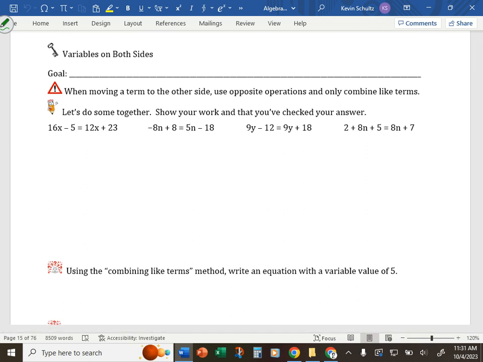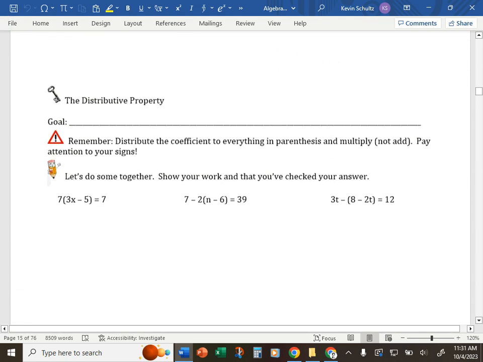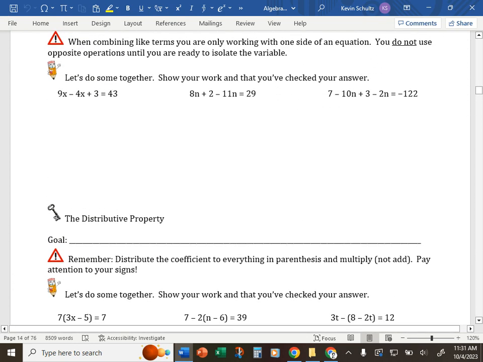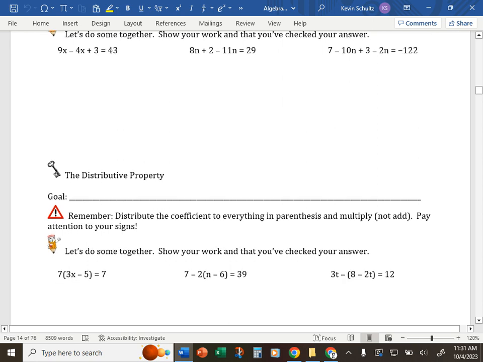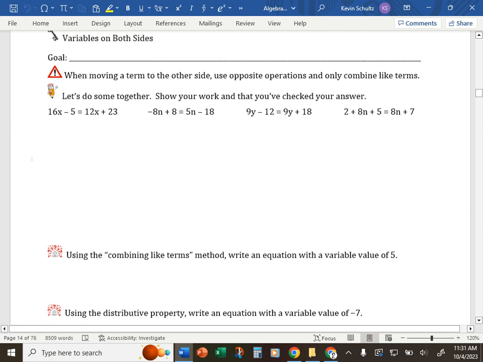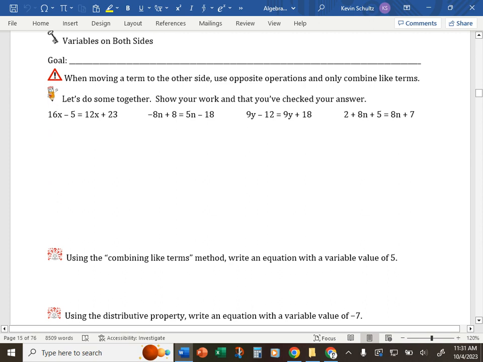Because in order to solve for a variable, it doesn't do us any good to have two variable terms on different sides of the equation. In combining like terms, we saw that we had two variable terms, right? And we combined them. 9x minus 4x gave us 5x. But what do we do if those two variable terms are on opposite sides of the equal sign? We can't just combine them the way we did with combining like terms, otherwise this would be in the same section. We have to do something else.